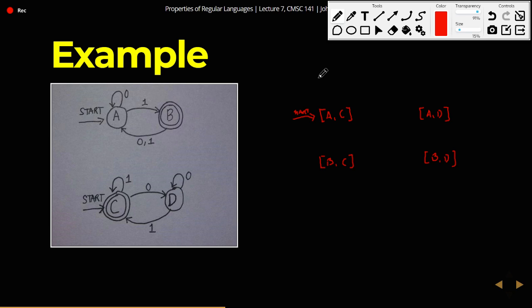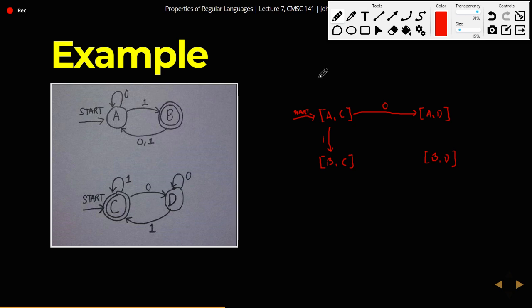Okay, now for the transitions, AC on a 0. So where will that go to? A on 0 goes to A, C on 0 goes to D. So that is AD. So this will go to AD on a 0. Okay. How about on a 1? AC on a 1. So A on a 1 goes to B. C on a 1 goes to C. So that is BC. So AC on 1 goes to BC.